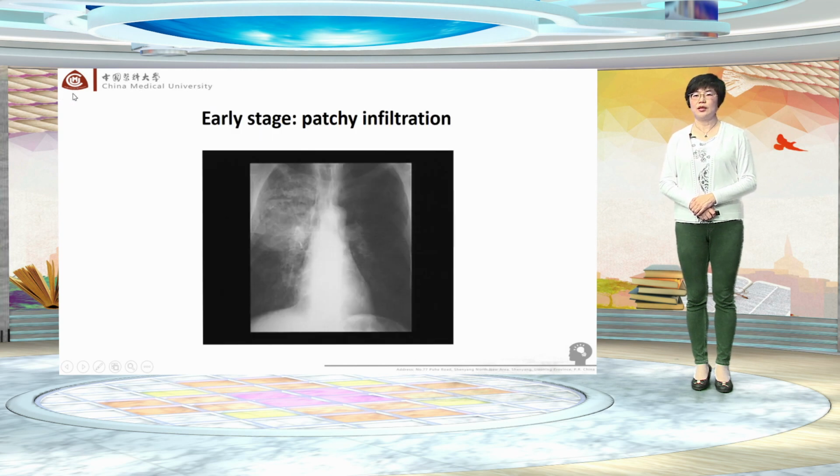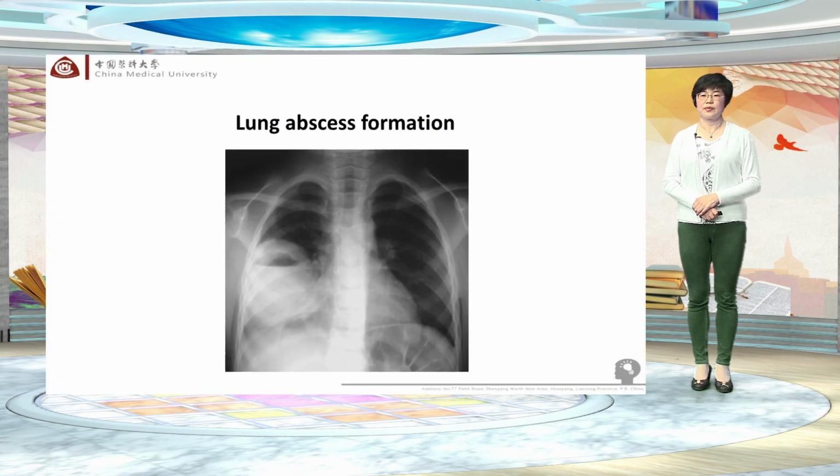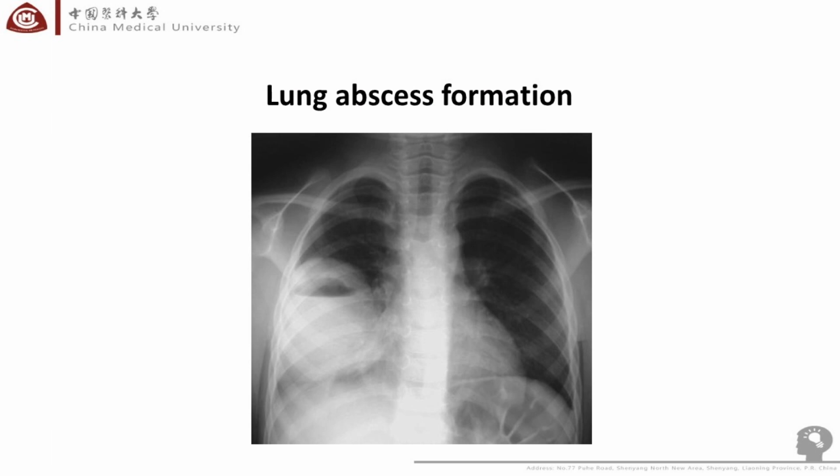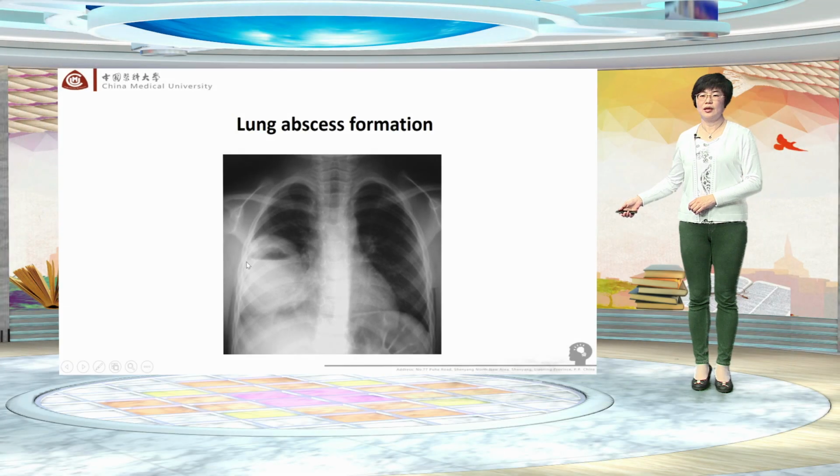This is the X-ray of early stage lung abscess. In the right part, the upper lobe shows patchy infiltration. After that, we could see the very clear cavity. We could see here, on the right side, there's a very clear cavity. Inside the cavity, there is an air fluid plane. This is lung abscess formation.